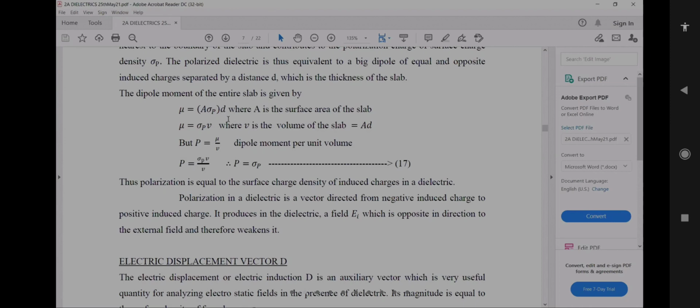Okay, where mu is the dipole moment. The dipole moment is the product of the magnitude of either of the charges and the distance between the two charges. So mu is equal to the product of either of the charges, that is A into sigma p, into d. Here d is the distance between the two charges, that is r.